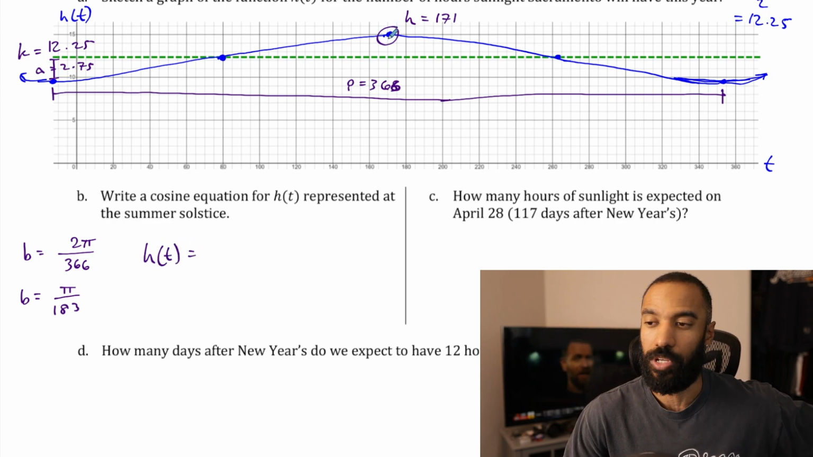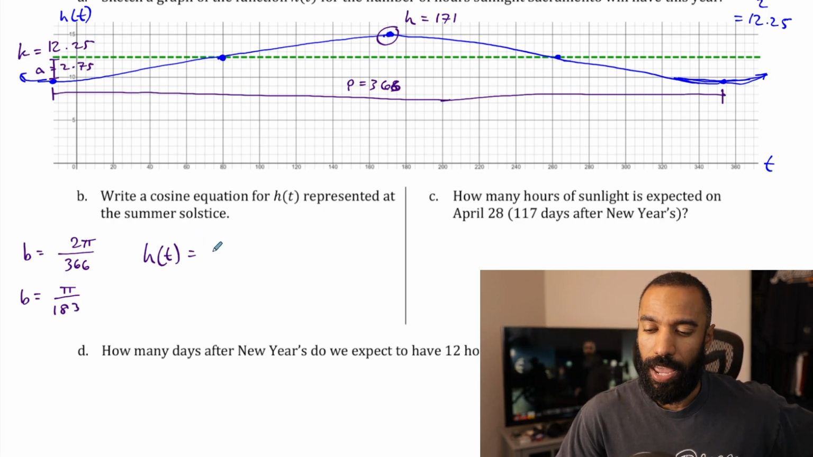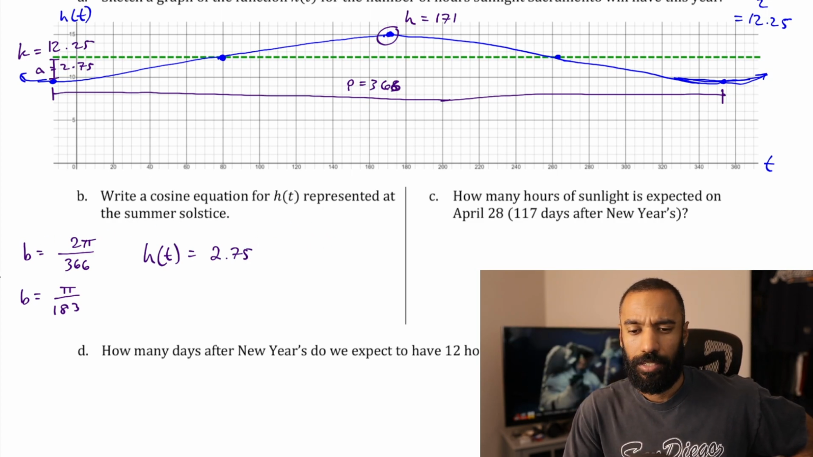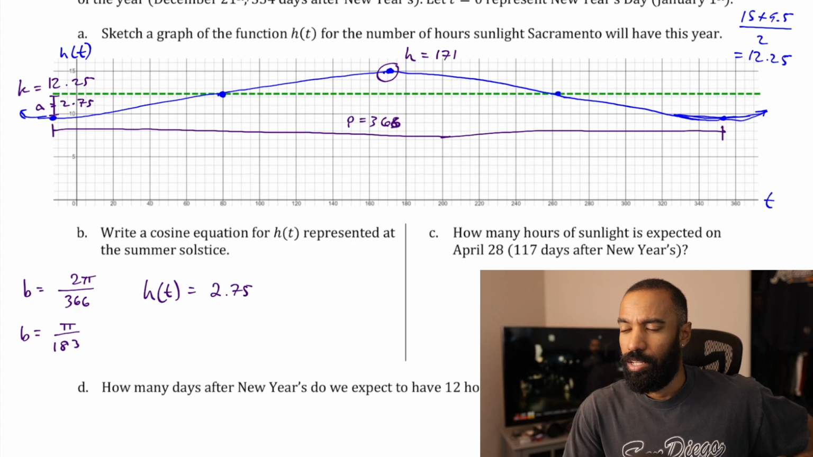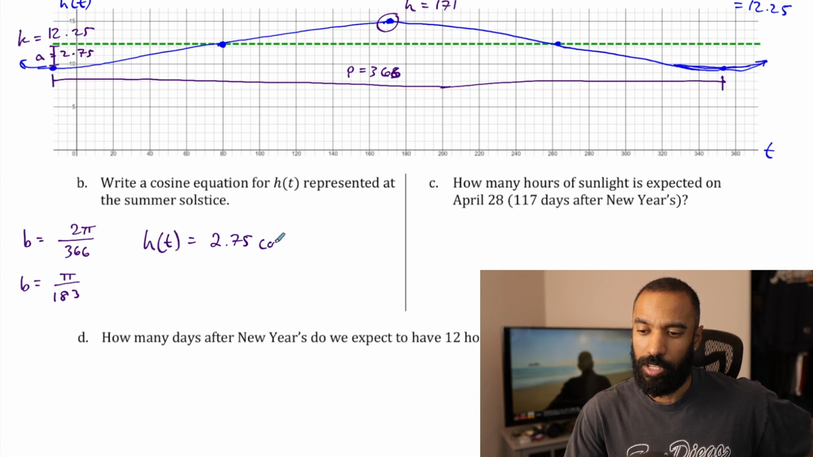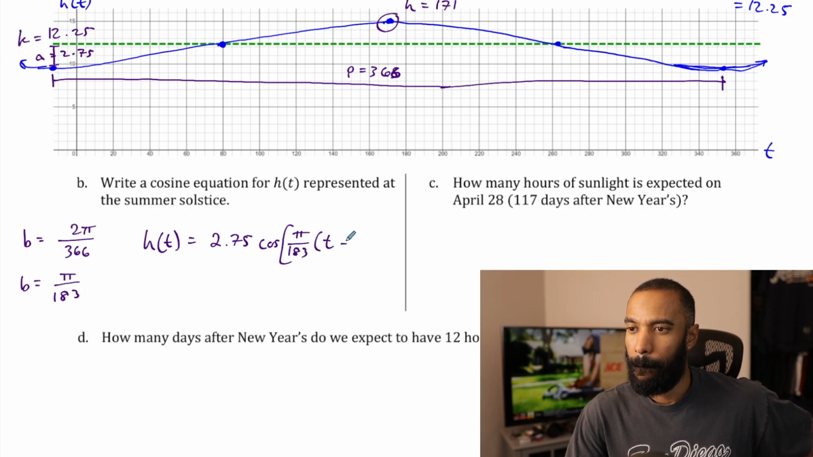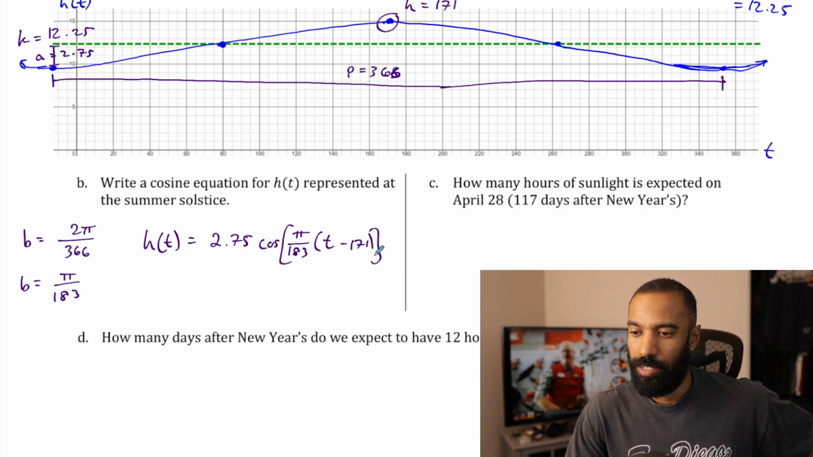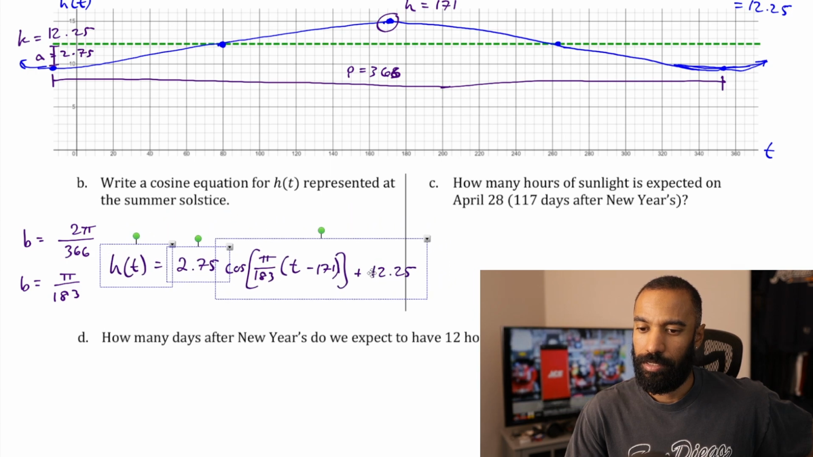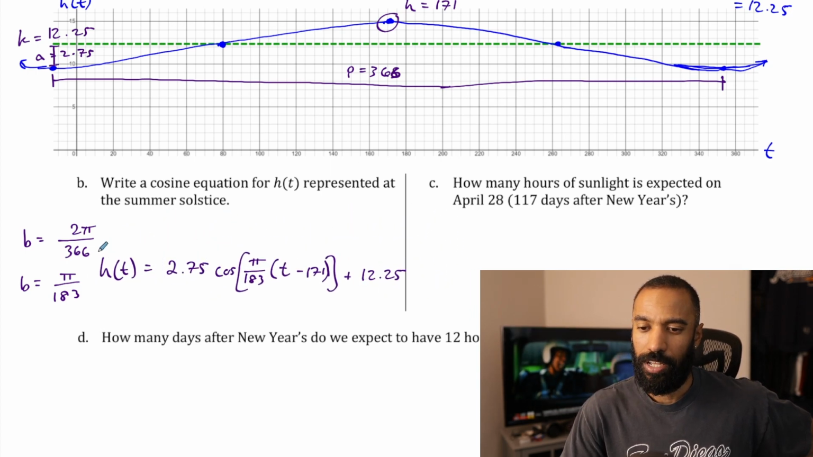So this equation is going to be h of t equals, by the way, this is a positive cosine value because we start above the midline right there. So our amplitude, our A, is 2.75. That's the distance from the midline to summer solstice or winter solstice. 2.75 times the cosine of our B value, pi over 183, times t minus 171, plus your k value of 12.25. So that ends up being the equation for that guy right there.